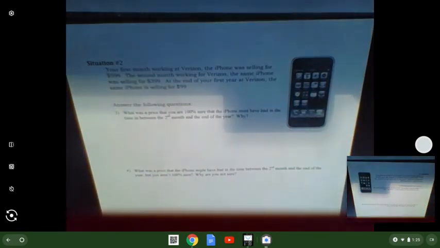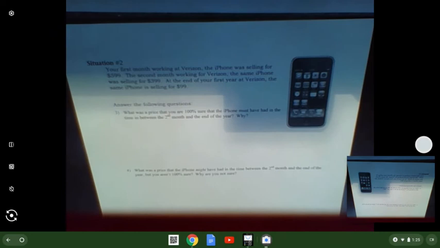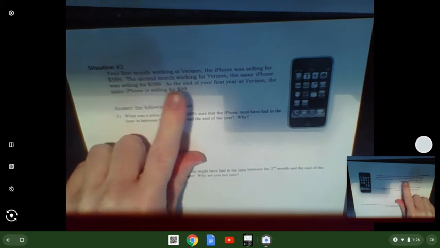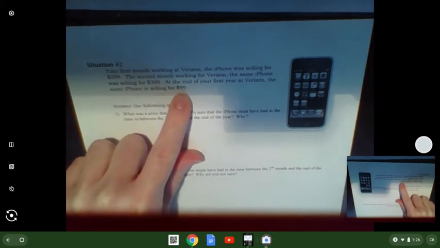Now, and I realize this is kind of an old picture. Let's pretend you got the newest iPhone, and you paid $599 for it. A month later, let's say you're working at Verizon, and that phone is $399. At the end of the year, that same phone is $99. So it started at $599, went down to $399, and by the end of the year, it was down to just $99.